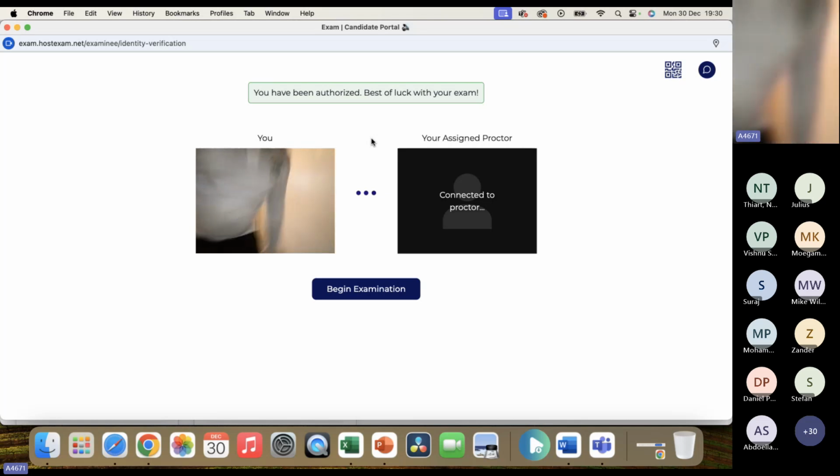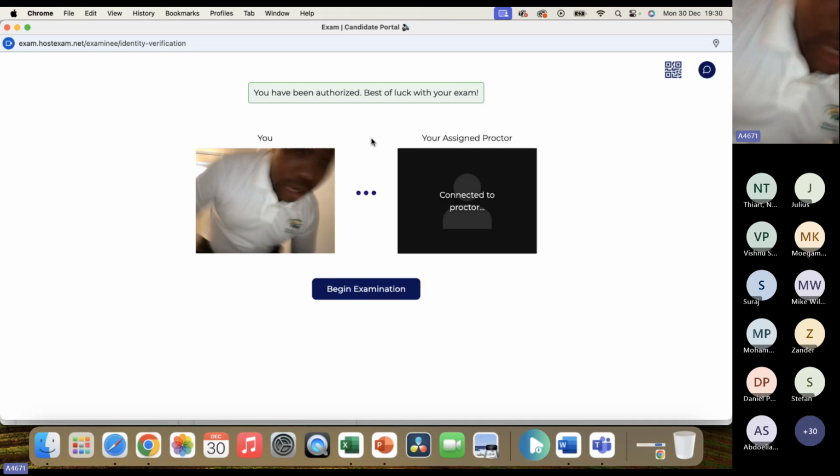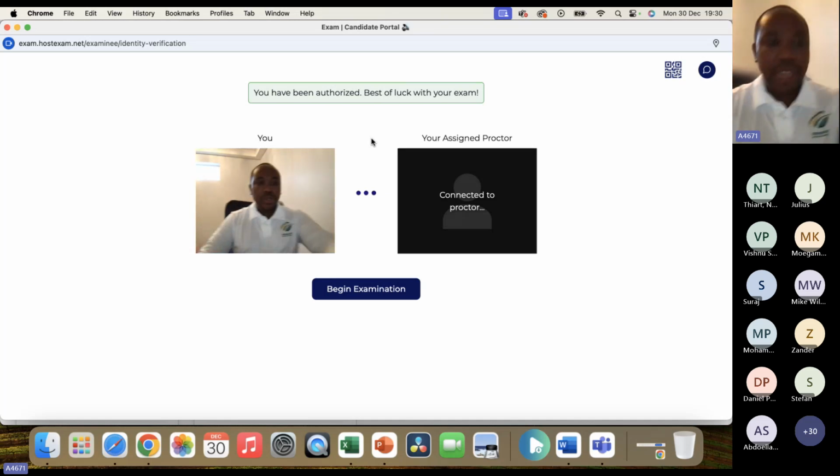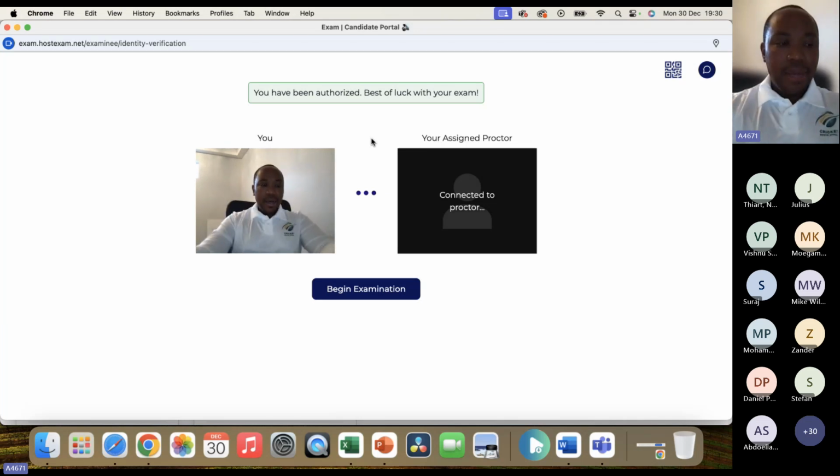You are allowed to use your phone if that is the only device you have available to you. So this website can be accessed by a mobile phone. It can be accessed by a tablet, but it is preferred and recommended that you use a laptop or a desktop computer for best user interface and experience.